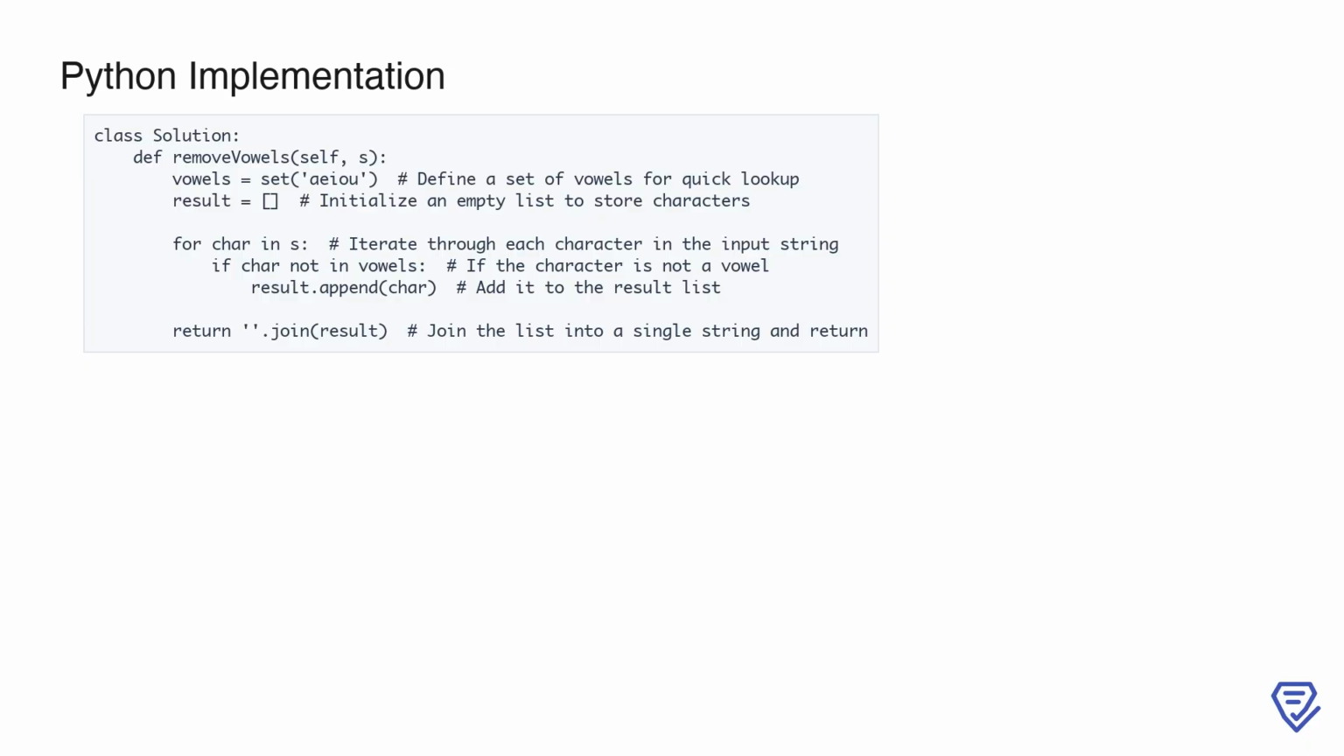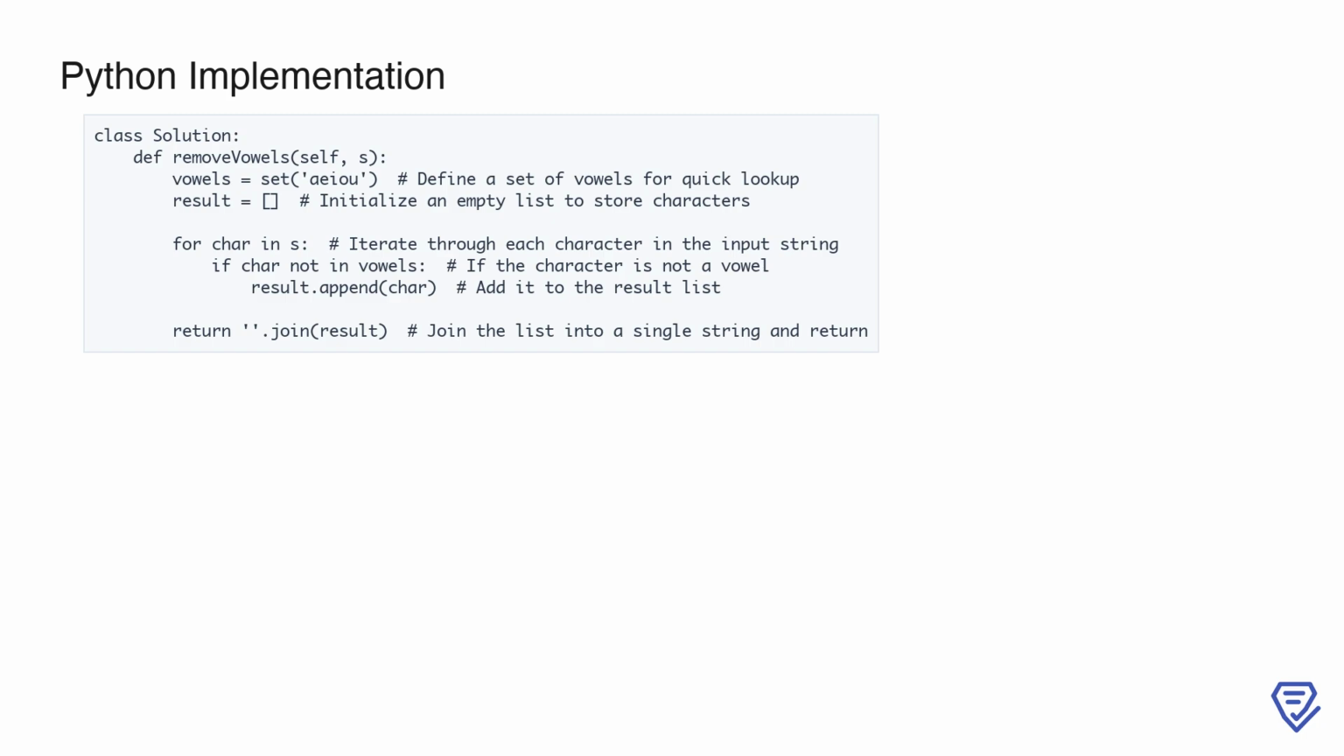Empty string: if the input string is empty, the loop does not execute, and the function directly returns an empty string. Strings without vowels: if the string contains no vowels, all characters are appended to the result list, and the output matches the input. Strings with only vowels: if the string contains only vowels, no characters are appended to the result list, and the function returns an empty string.